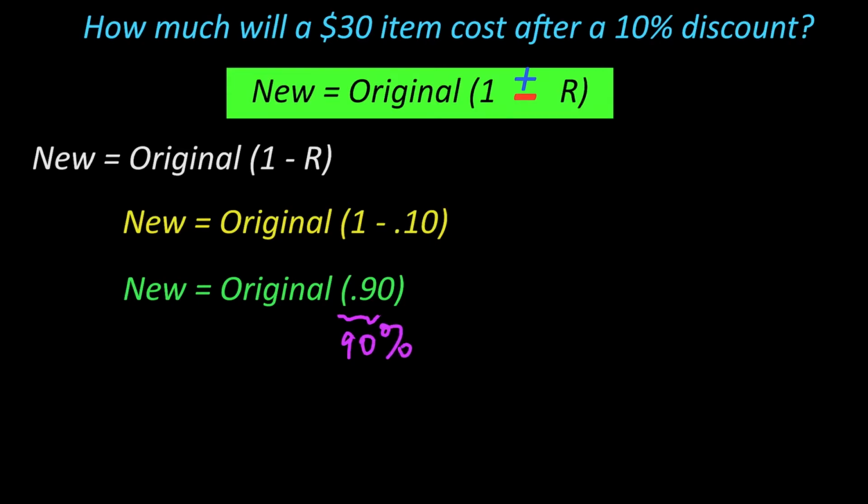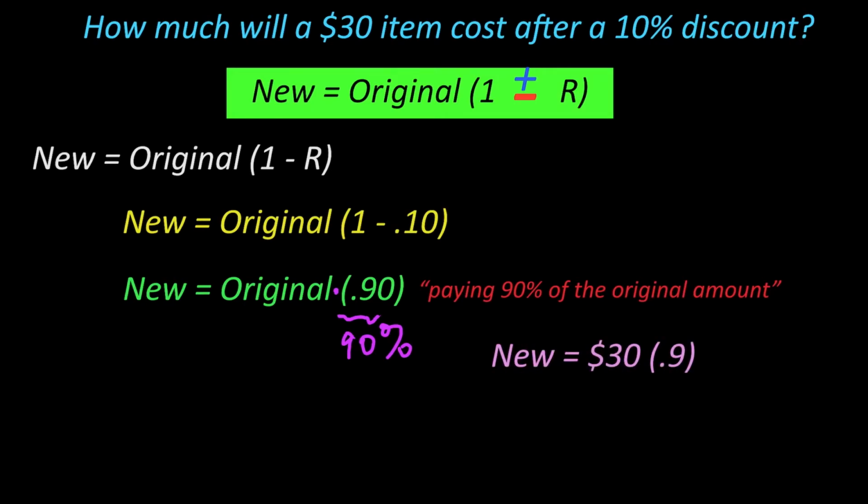We are not paying 100% of the original price. Because of the 10% discount, we're paying 90% of the original price. Again, that is the way to do these problems, in my opinion. We substitute $30 for the original, and we get a new price of $27.